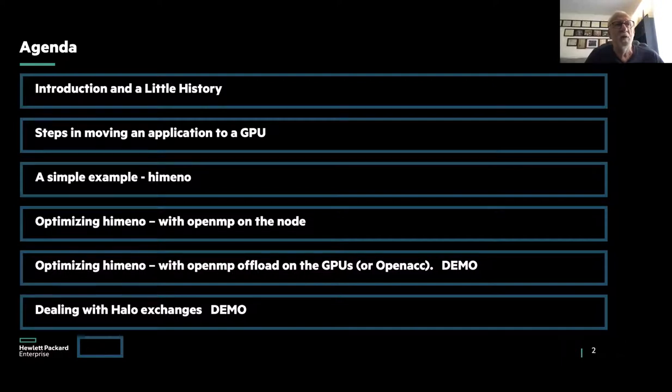Okay, and so then I'm gonna give you some slides first just to introduce you to the tools, and then I'm gonna really do a demo of taking Hamino and using Reveal, Perftools and Reveal to optimize an OpenMP offload version for the A100. And what I'm doing with OpenMP offload can also be done with OpenACC, although Reveal doesn't generate OpenMP or OpenACC directives.